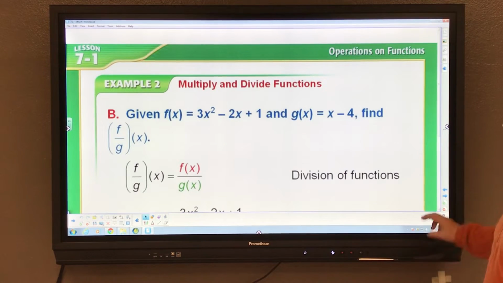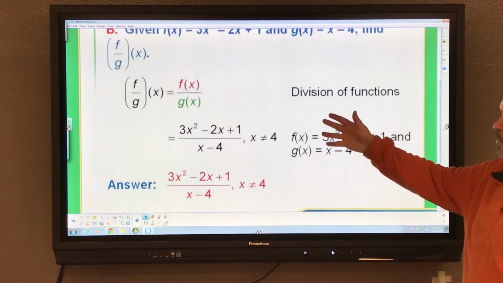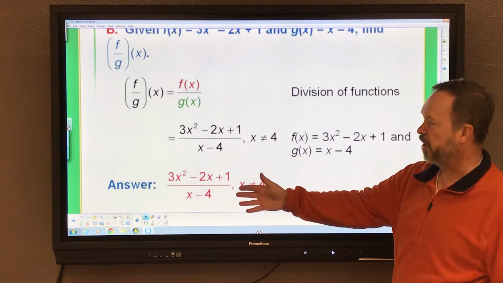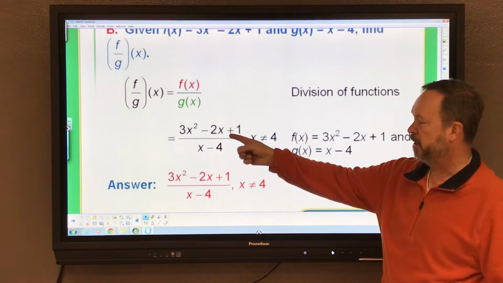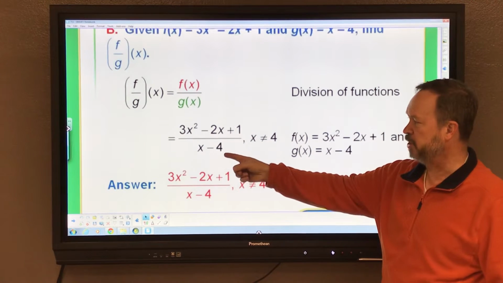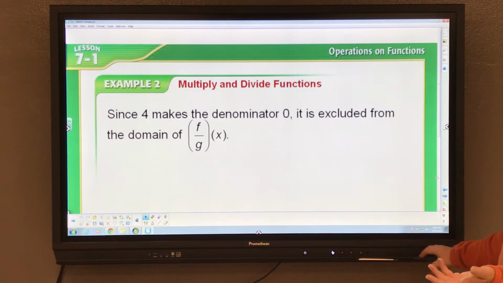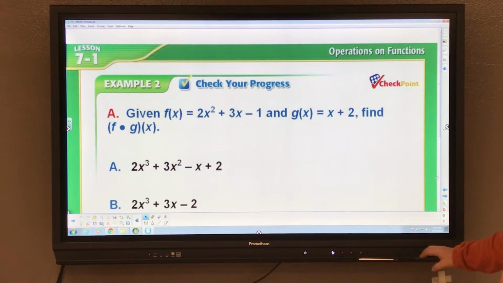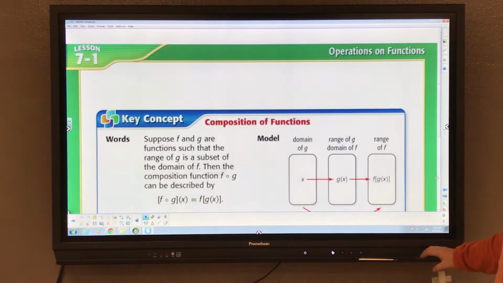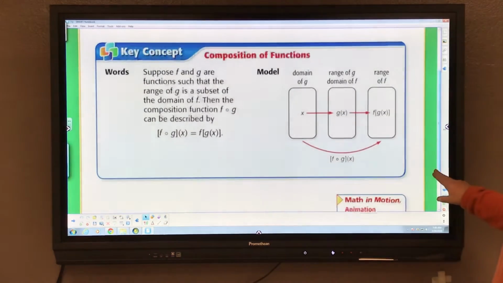Division would be the same thing. If there's something that you could cancel, in this case there was not anything that would cancel, that won't factor in any way that will reduce with the x minus 4. So there's nothing you could do. But in other cases there would be something that you could do. So we're going to just jump right here into composition.